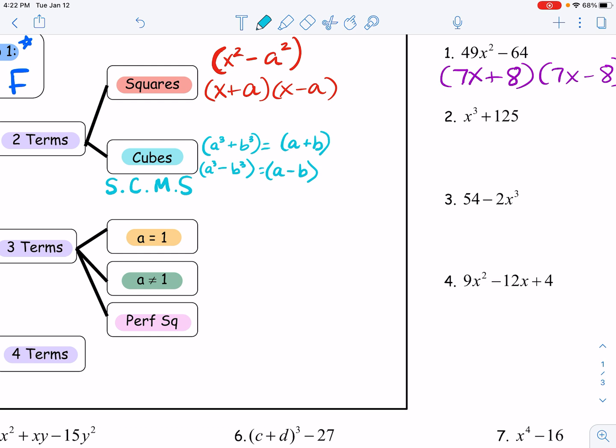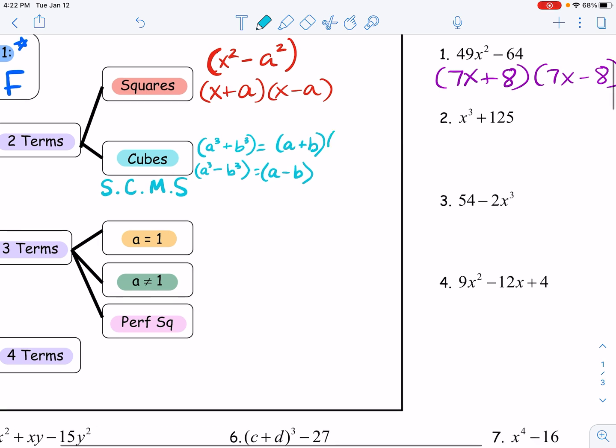The first S stands for square the first term. The C stands for change the sign. The M stands for multiply the two terms. And the last S stands for square the last. Again, SCUMS: square the first, change the sign, multiply the terms, square the last.